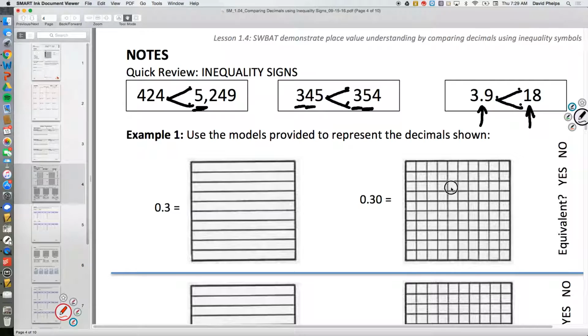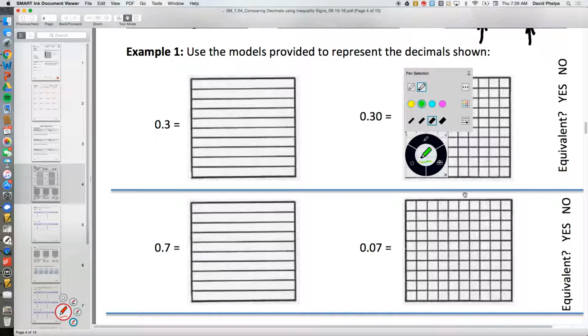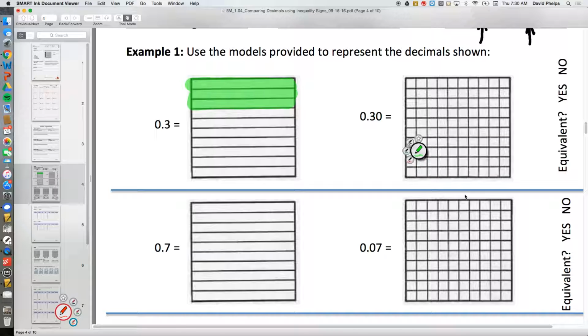Example 1. Use the models provided to represent the decimals shown. Well, the first decimal is 0 and 3/10. Since my model split into 10 sections, I'm going to shade 3 of them using my fancy dancy pen. I'm going to make them green. So shade in the first 3. 1, 2, 3. Just like me. Nice work. Well, now next to that, we have 0 and 30 hundredths.